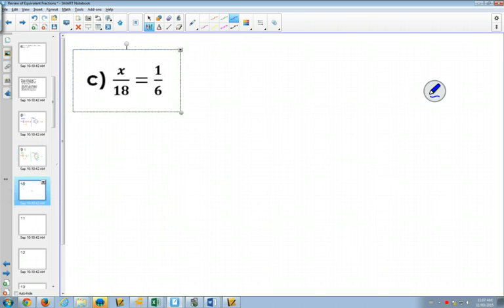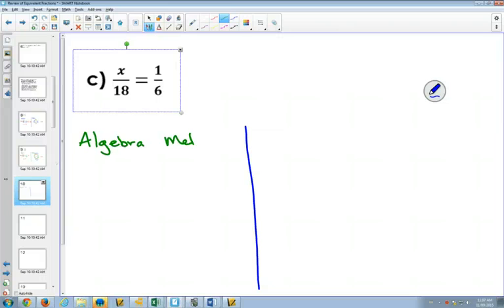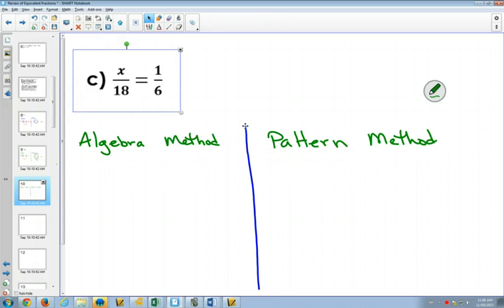So let's do one more example here, both the algebra method and the pattern method. And again, I'll give you a head start to see if you can do it on your own. And then we'll put up the answers to see how you did.